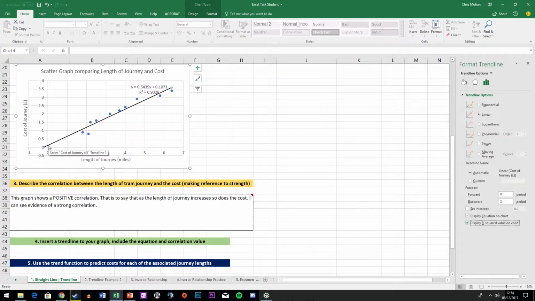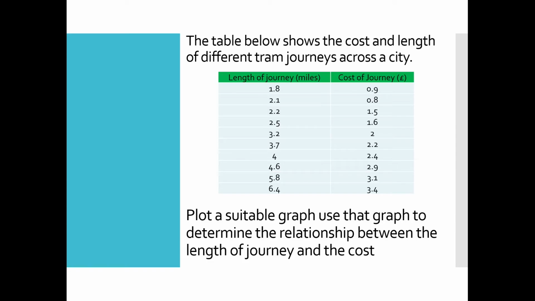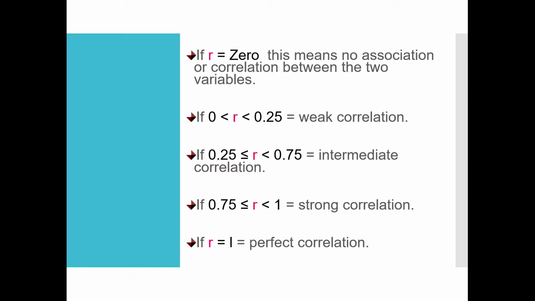An R-squared value is about the strength of correlation and about how close it is to being a perfect straight line. If R-squared is equal to 0, that means there's no association or correlation between the two variables at all. If the R-squared value is between 0 and 0.25, the correlation is a bit weak. There might be some suggestion that it's there, but not enough to really worry about. If it's between 0.25 and 0.75, it's still considered a mild or intermediate correlation. And if it's between 0.75 and 1, like our example here, then it's considered a strong correlation.